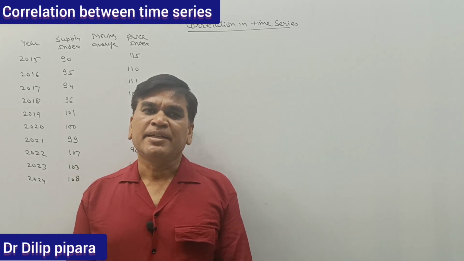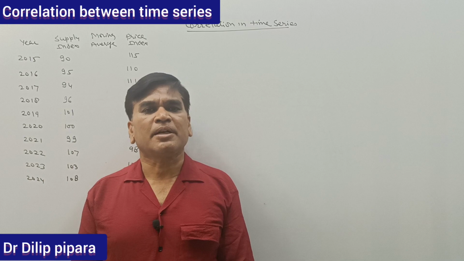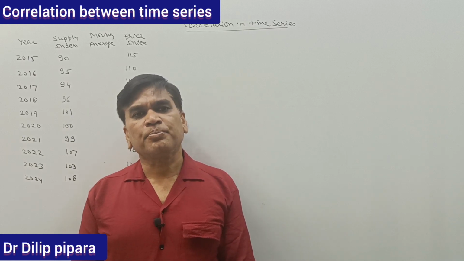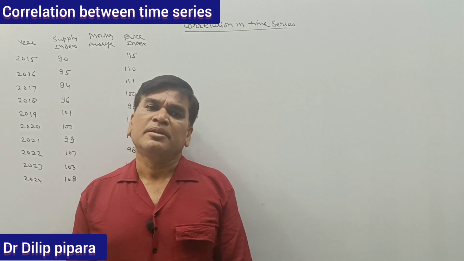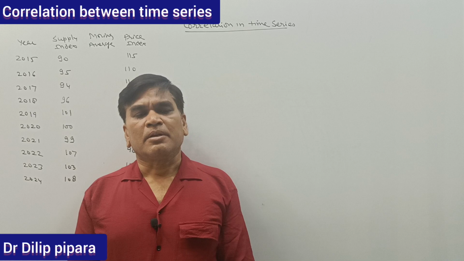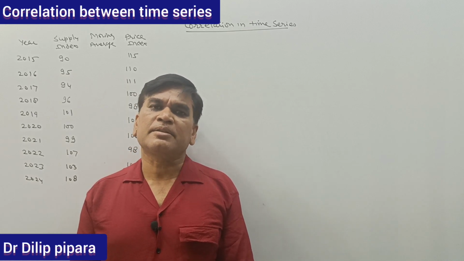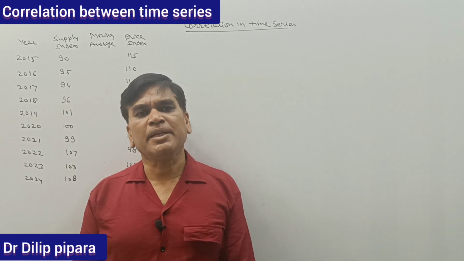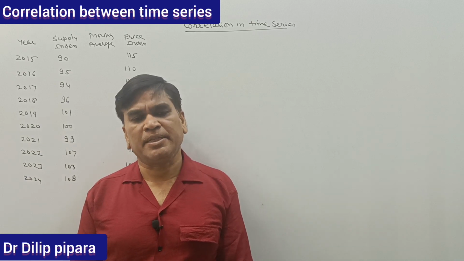Welcome once again. In the last video related to the chapter of correlation, we discussed how to calculate probable error and what the use of probable error is. In that video we learned that if the value of correlation is greater than 6 times the probable error, then our correlation will be significant, otherwise the correlation value will be insignificant.